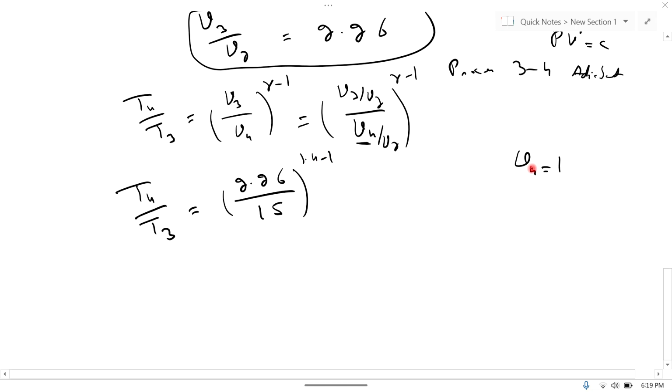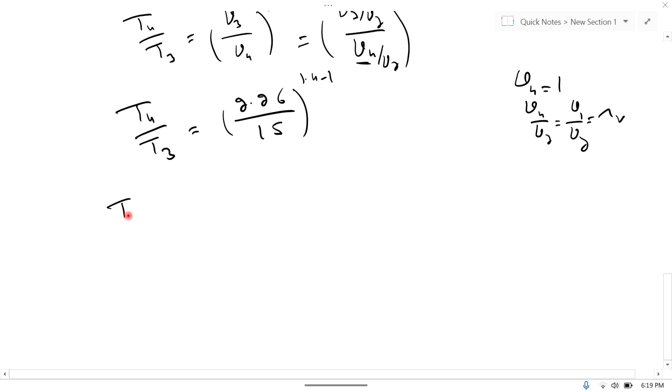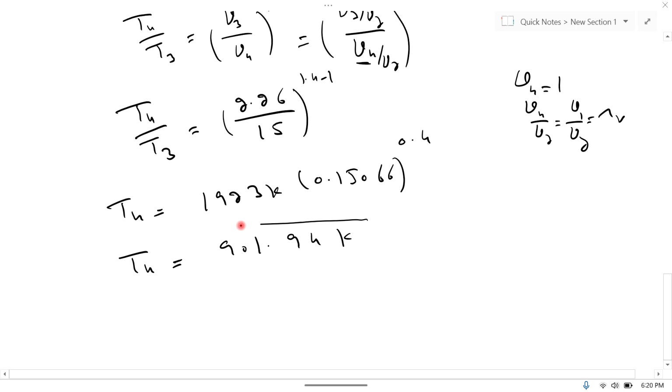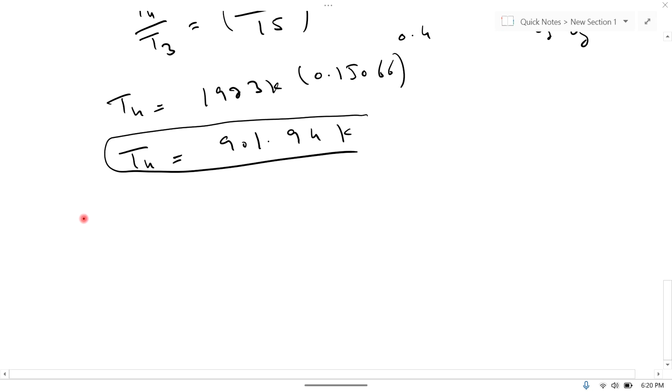1.4 minus 1, and V4 is equal to V1. So we can write V4 divided by V2 is equal to V1 divided by V2, which is equal to the compression ratio. So T4 is equal to T3, and T3 is equal to 1923 Kelvin, and 2.26 divided by 15 is equal to 0.15066, and 1.4 minus 1 is 0.4. So T4 is equal to 901.94 Kelvin.